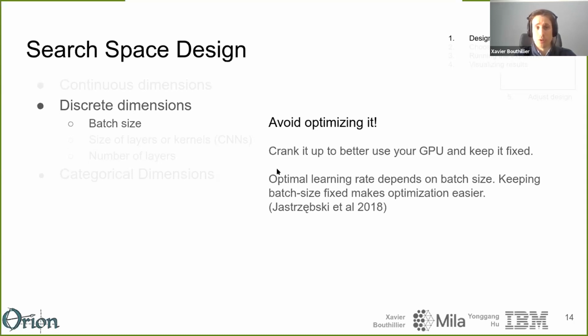And another reason also to not optimize it is that there is a strong relation between the learning rate and the batch size and how it affects the generalization of a neural network. And as has been shown in this paper, it's the ratio between the learning rate and batch size that is important. So again, if you just keep the batch size fixed, it makes it easier for the optimizer, because otherwise you would need to keep track of the two hyperparameters and optimize them together. So it's a lot better to just increase it until you fill the GPU, and then you keep it fixed and you optimize just the learning rate, not the batch size.